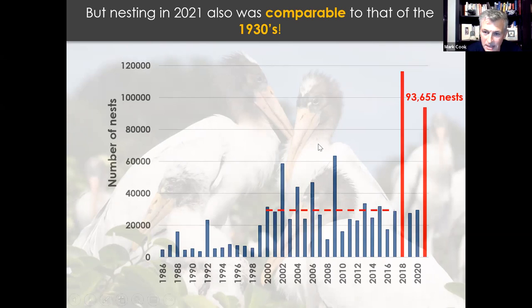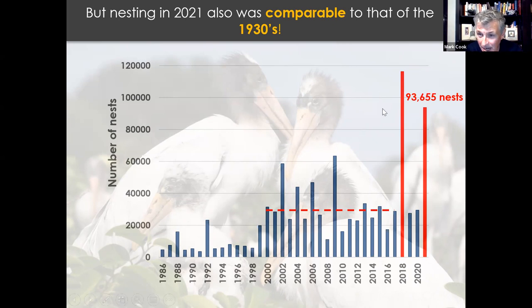Over 93,000 nests. Now, granted, this isn't quite the heights that we had in 2018, but for a number of reasons that I will explain a little bit later on, I think this was actually a better year for the wading birds than in 2018.